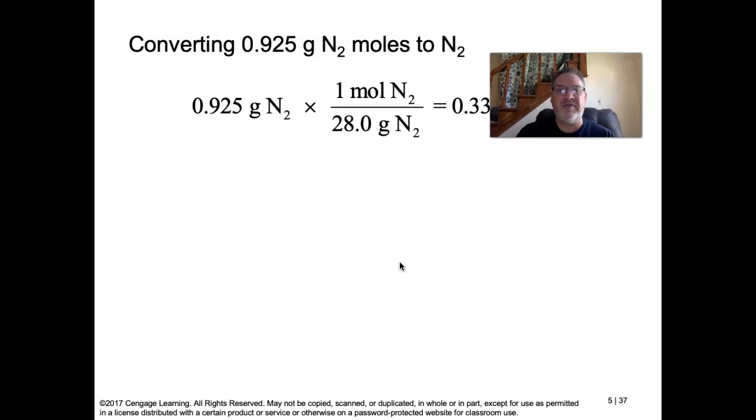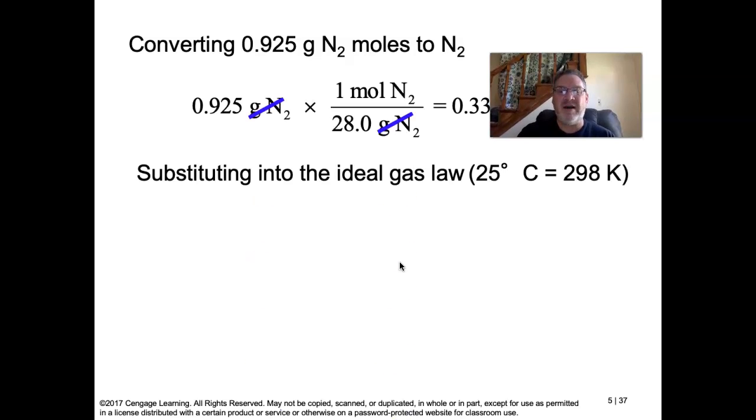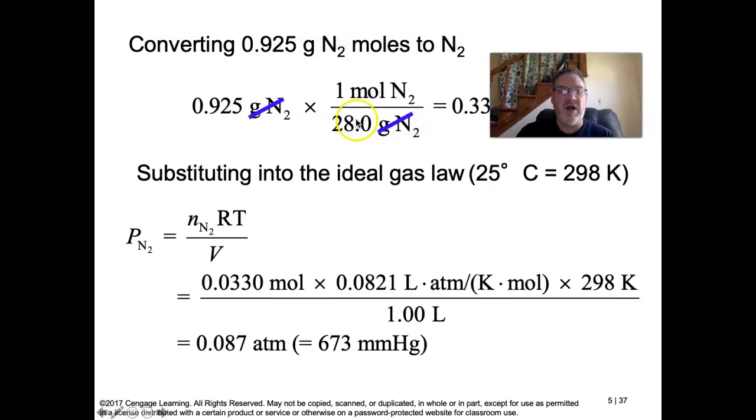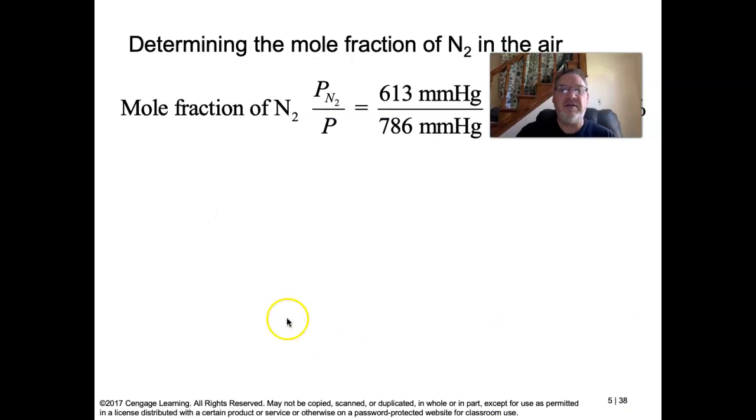They give us a gram amount, so we convert that to moles. We do that because, again, our ideal gas law, PV equals nRT, needs moles of nitrogen. We solve for this, so this 0.8087 atmospheres, the 673 millimeters of mercury, that's the pressure of the nitrogen in this mixture. Again, go back to table 5.1 or 5.2 to see this relationship between atmospheres and millimeters of mercury. Again, you can see the units that cancel out. And then the mole fraction, the 786 millimeters of mercury was given in the problem, and you get that percentage there. And mole fraction is just that, it's a fraction.